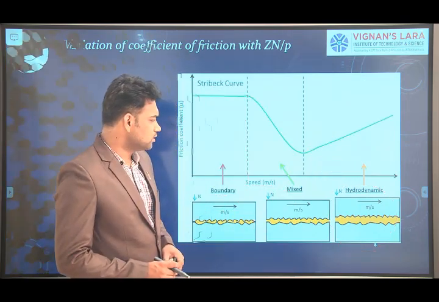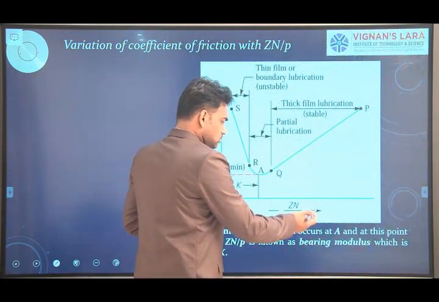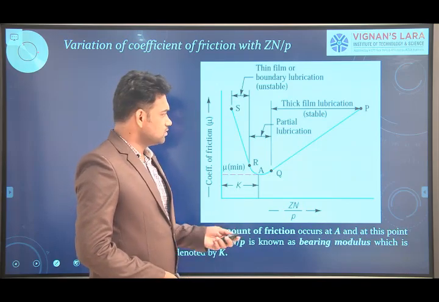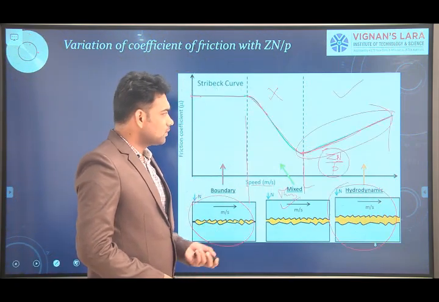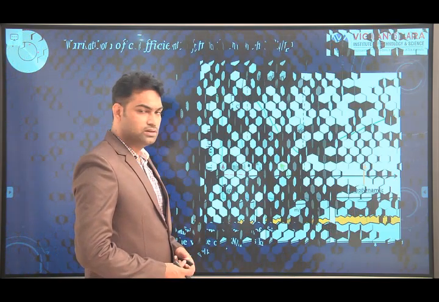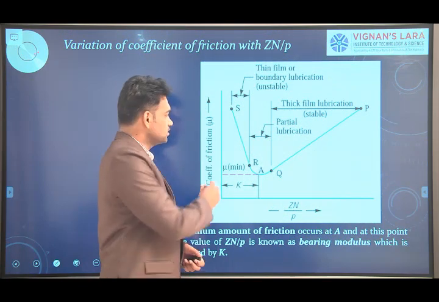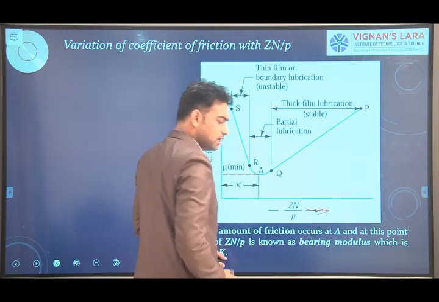Clear? Now let us come to the bearing characteristic number. This is a theoretical curve. The Stribeck curve was shown in the previous case also, but here it is given in theoretical fashion. Both the curves are the same, don't confuse them. On the y-axis it is the coefficient of friction mu, and on the x-axis it is the bearing characteristic number ZN by P.